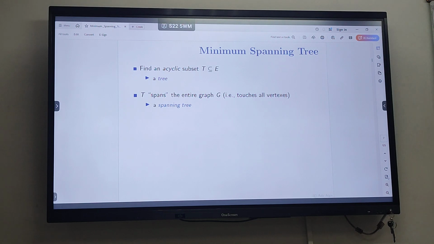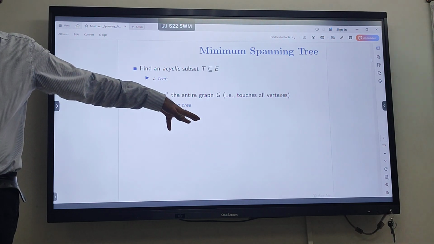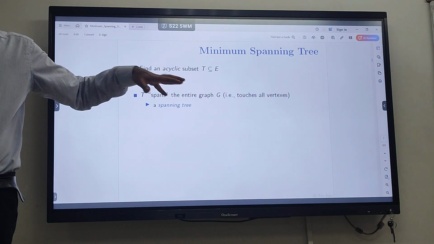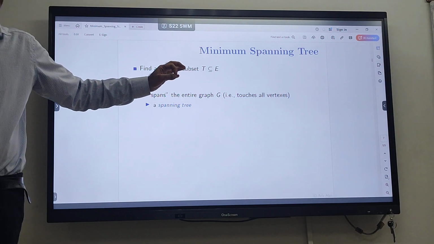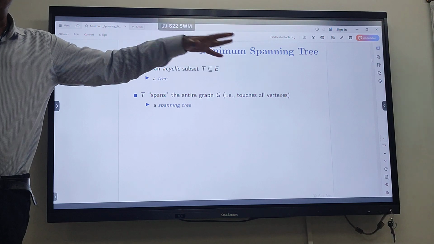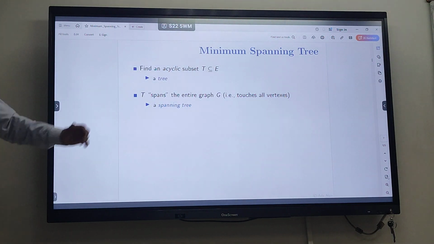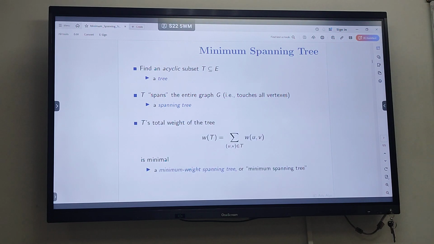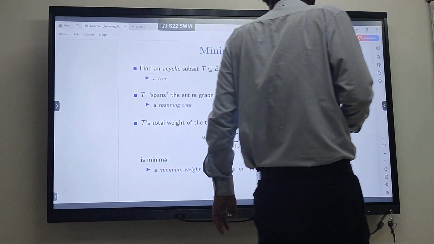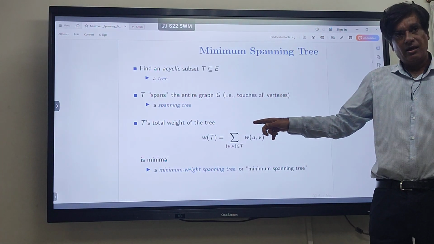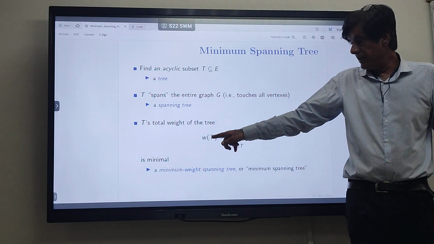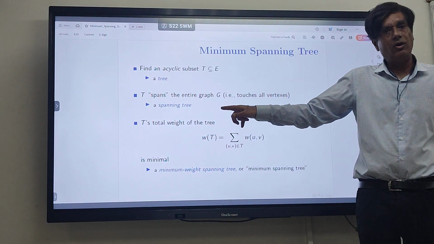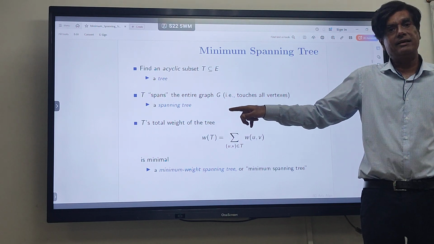It's a spanning tree, so it spans the whole graph. Every vertex of the graph is touched by some edge. That's why it's called a spanning tree. It kind of spans the whole graph. And it's not just any other spanning tree. It's a spanning tree such that the total weight of the tree, if we sum the weight of each edge in the tree, is the minimum possible out of all the possible spanning trees that can be computed.